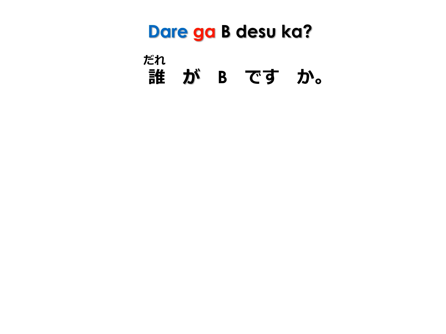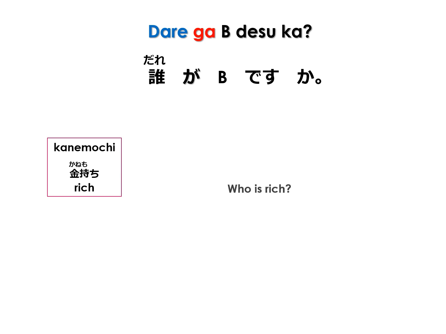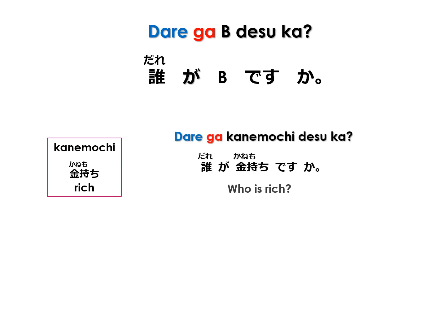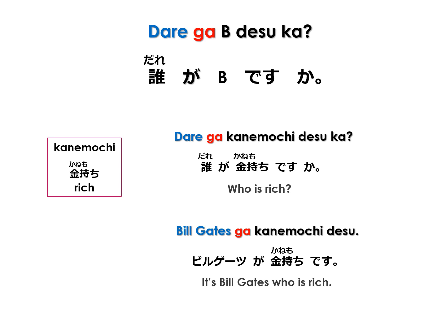One more example for dare. The word for rich is kanemochi. So how do you ask, who is rich? That's right. Dare ga kanemochi desu ka? Now, how do you say it's Bill Gates who is rich? Bill Gates is rich. That's right, you say, Bill Gates ga kanemochi desu. It is Bill Gates who is rich.